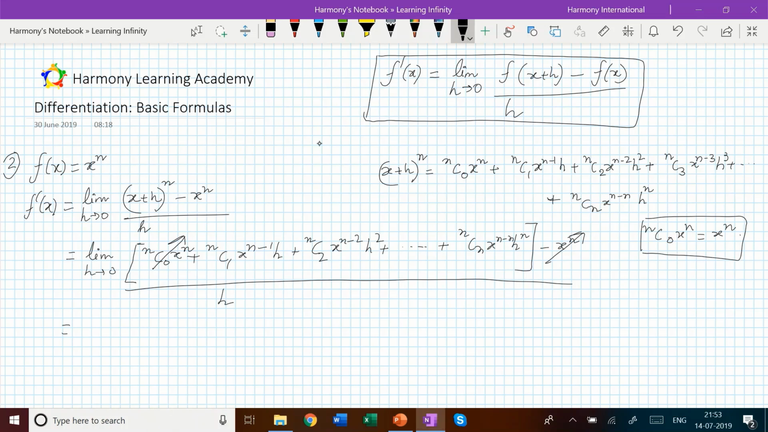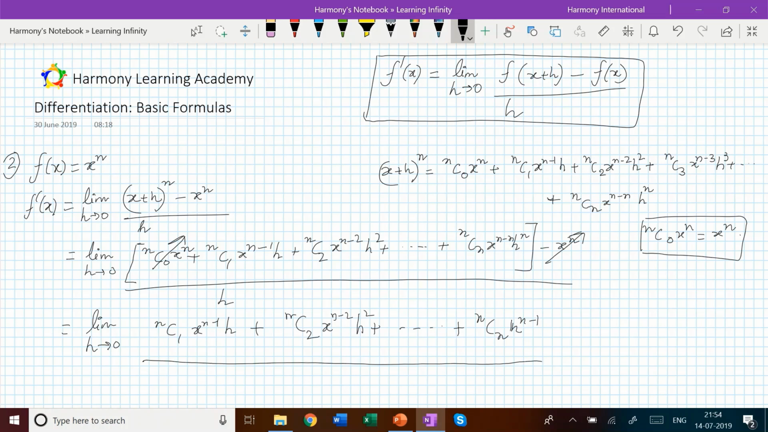Now what we are left with is limit h tends to 0 n c1 x to the power n minus 1 h plus n c2 x to the power n minus 2 h square up to n cn x to the power n minus n, which will be x to the power 0, which is 1, h to the power n, divided by h.